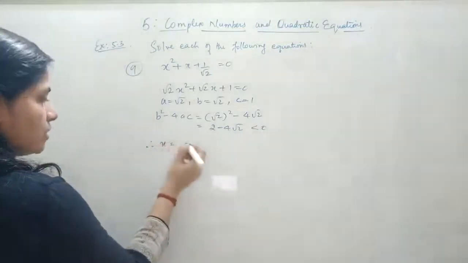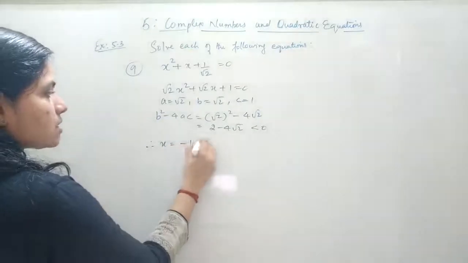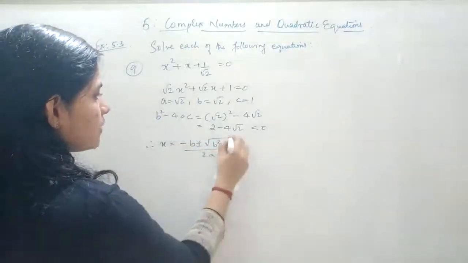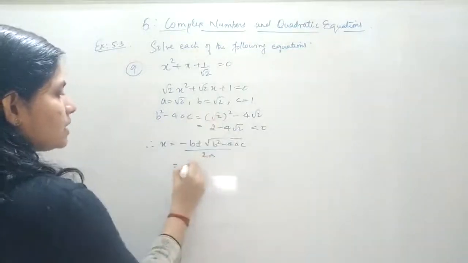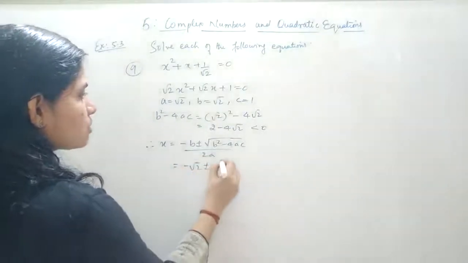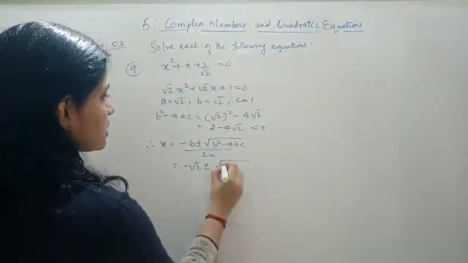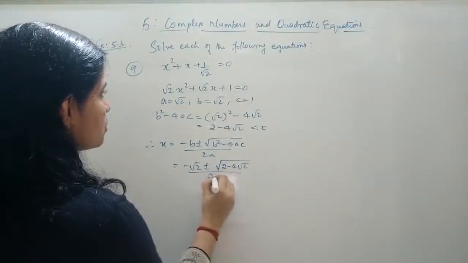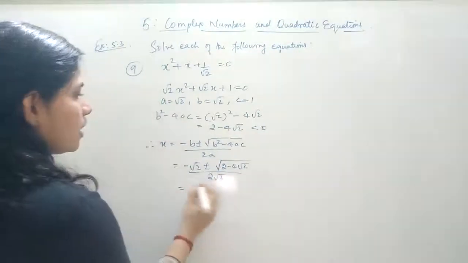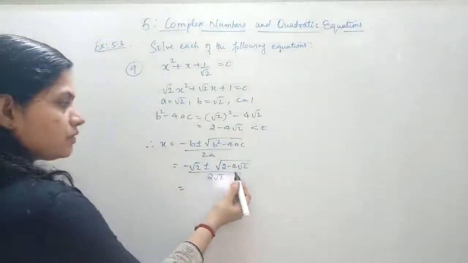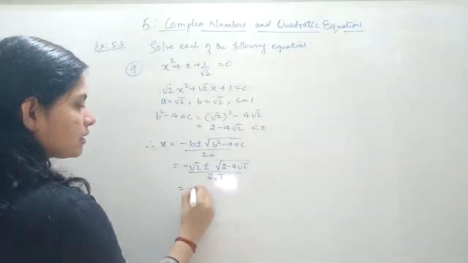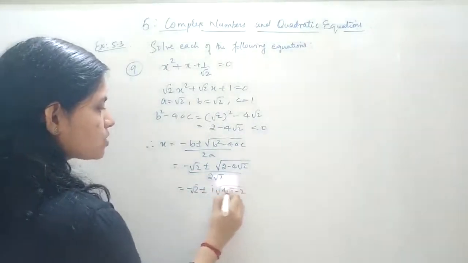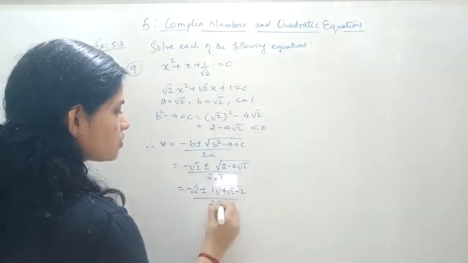Therefore, x is equal to minus b plus or minus root of b square minus 4ac by 2a will give you minus b, minus root 2, plus or minus root of b square minus 4ac, which is 2 minus 4 root 2, divided by 2 into root 2. Now, since we know that this is negative, we can take out that I from this term, so that we will write it as 4 root 2 minus 2 divided by 2 root 2.